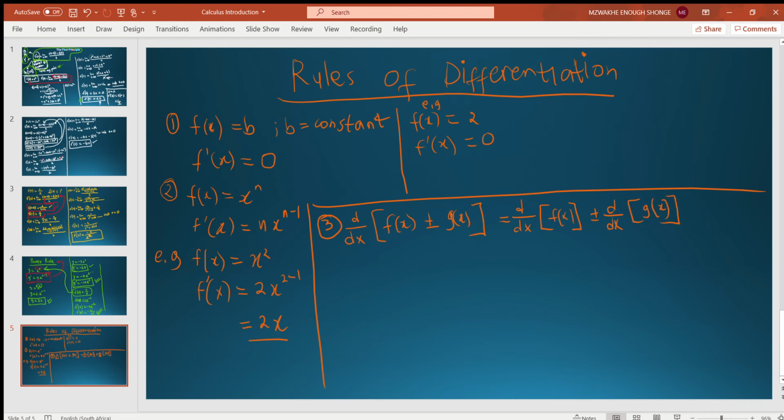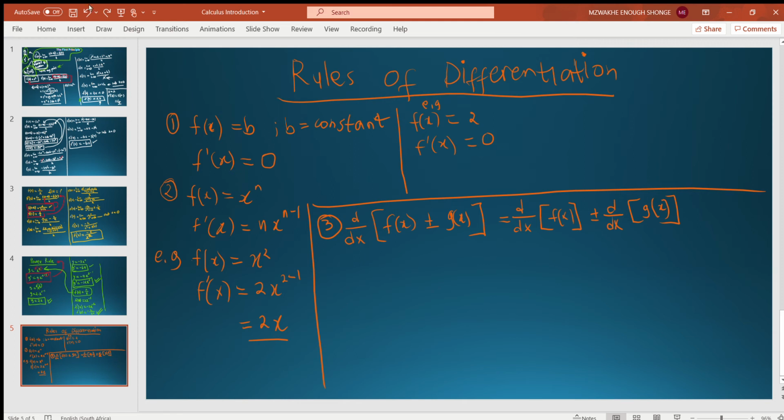This is just a different notation, guys. d over dx is the same as f prime of x, which is the same as f prime. This here is the same as this one, is the same as f prime. So don't be confused. This is the second rule.